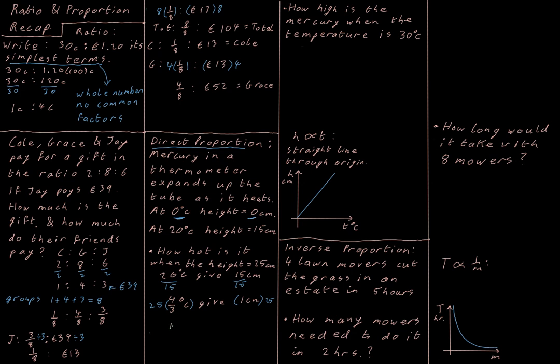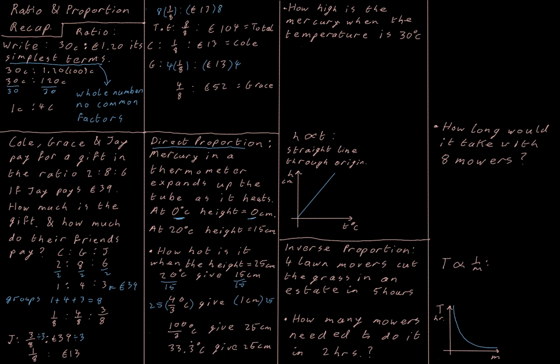And we end up with 100/3 degrees Celsius gives 25 centimeters, or written as a decimal, that would be 33.3 recurring degrees Celsius gives 25 centimeters of mercury. And that's what we want to know. So it's 33.33 degrees Celsius at 25 centimeters of mercury height.